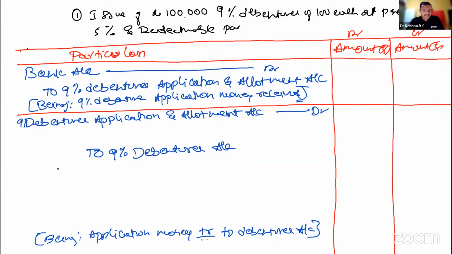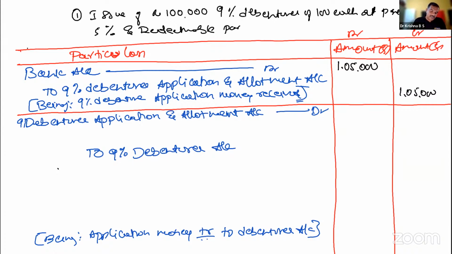First entry is same. Bank account debited to 9% debenture application and allotment account. Here we have issued at a premium. We have taken more. How much? 5% premium. That means debentures worth 1 lakh rupees issued for 1,05,000. So you should write 1,05,000. Okay? Now, write in the second entry.